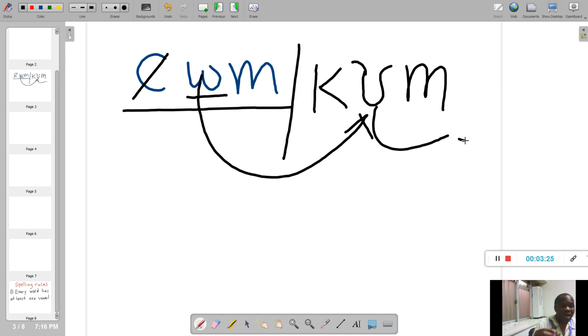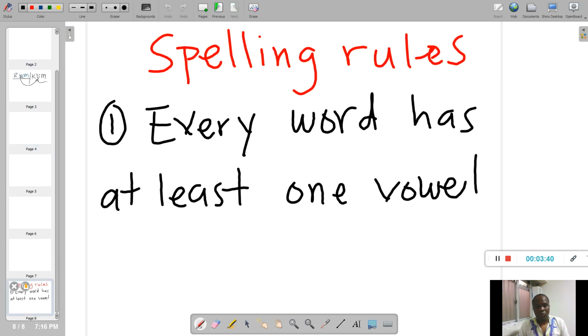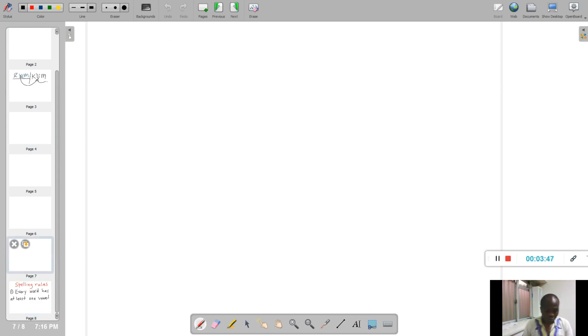So now let's look at the first rule. We said that every word has at least one vowel. Let me go back a little bit. Every word has at least one vowel. That's what we said. So the spelling rules, rule number one, every word has at least one vowel. Let's go to rule number two. Rule number two, we are saying that every syllable, and I'm sorry I couldn't give you an example. So the rule number one, let's look at some examples.